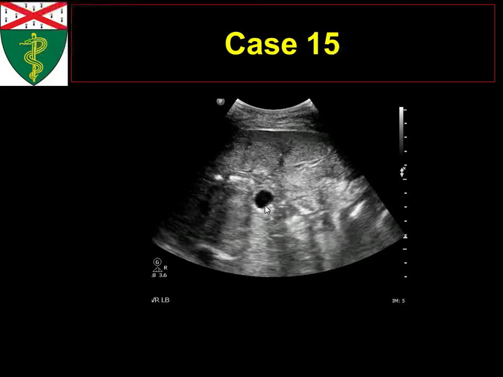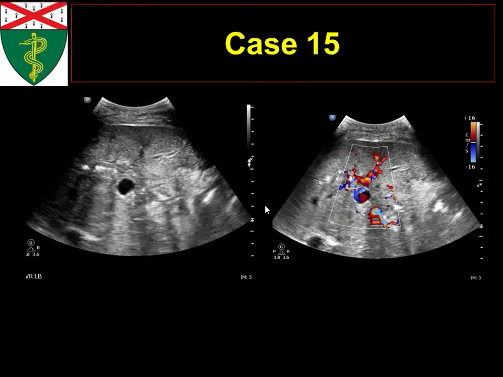What's that? Sure. What do you think? Now is it a cyst? Cysts don't have color, right? Cysts don't have any flow in them. So what do you think is going on here? What does this kind of look like to you? And what does that mean? Perfect. Looks like a pseudoaneurysm. So that's exactly what this is.